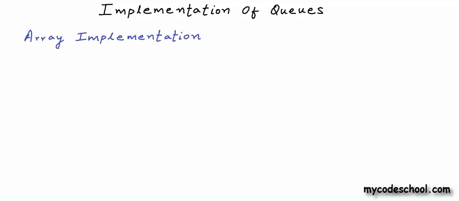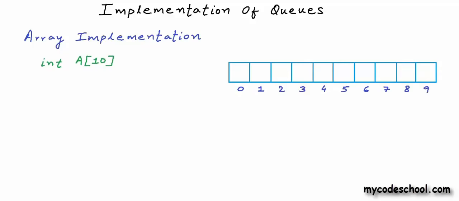Let's say we want to create a queue of integers. What we can do is we can first create an array of integers. I have created an array of 10 integers here. I have named this array A. Now what I'm going to do is I'm going to use this array to store my queue. What I'm going to say is that at any point, some part of the array starting at an index marked as front till an index marked as rear will be my queue.